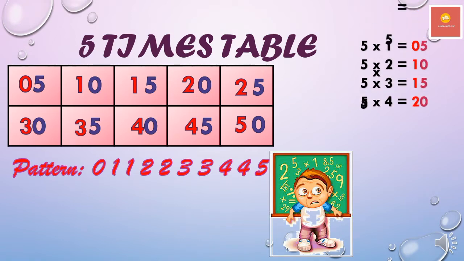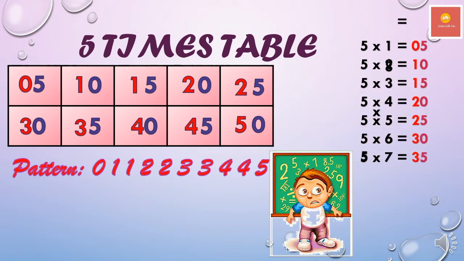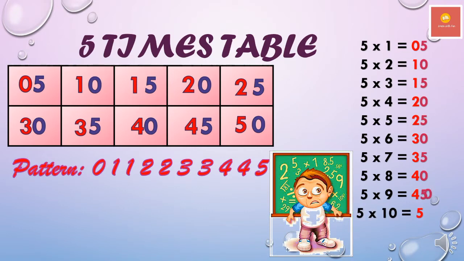5 ones are 5. 5 twos are 10. 5 threes are 15. 5 fours are 20. 5 fives are 25. 5 sixes are 30. 5 sevens are 35. 5 eights are 40. 5 nines are 45. And 5 tens are 50. This is the easiest way to learn the 5 times table. Now let's move towards the 6 times table.